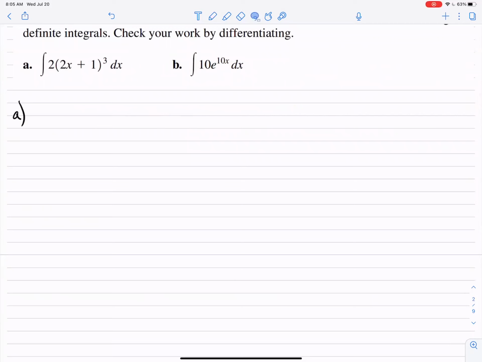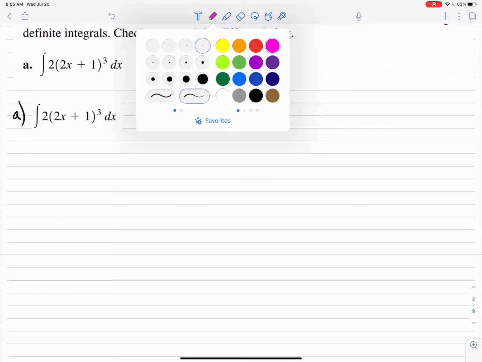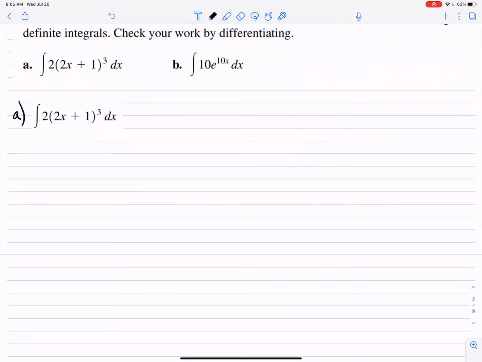So let's look at this example right here. Copy, paste. And so we want to ask ourselves, what is the inside function and what is the outside function? So it appears that we have 2x plus 1 cubed. And so the inside function is 2x plus 1, and the derivative of the inside function is 2. And so that is all going to work out.